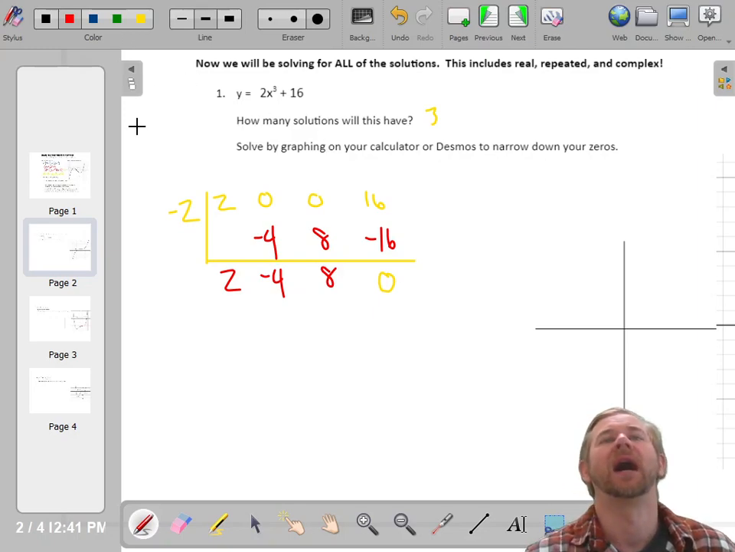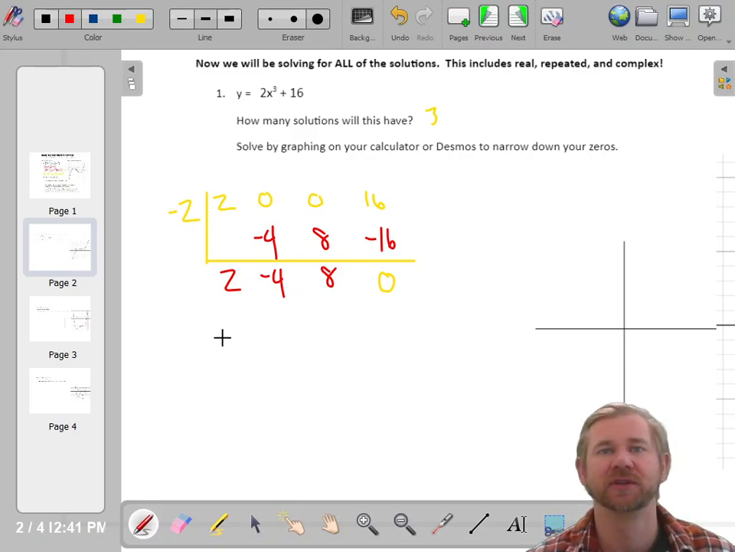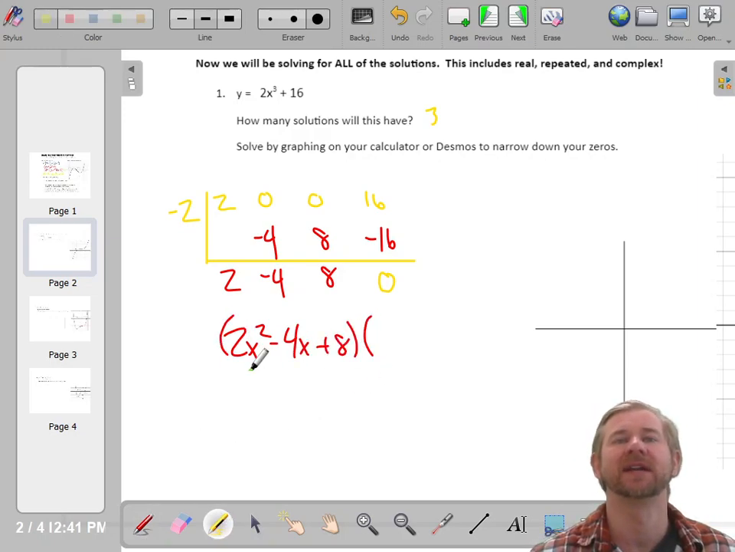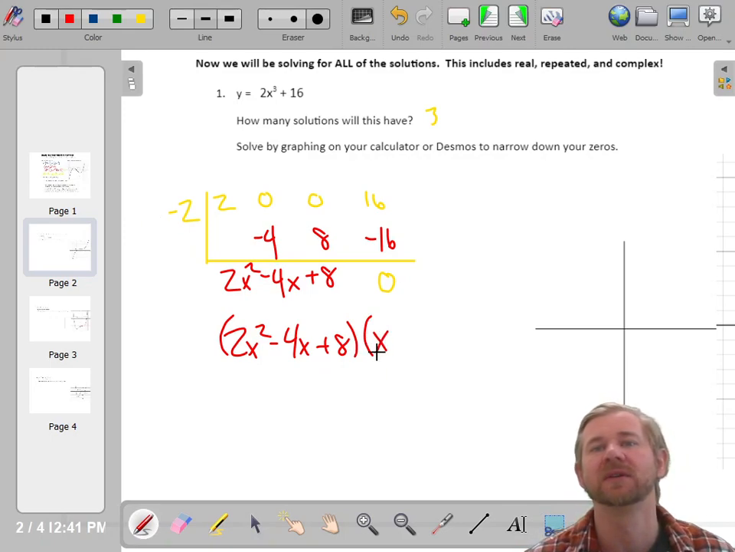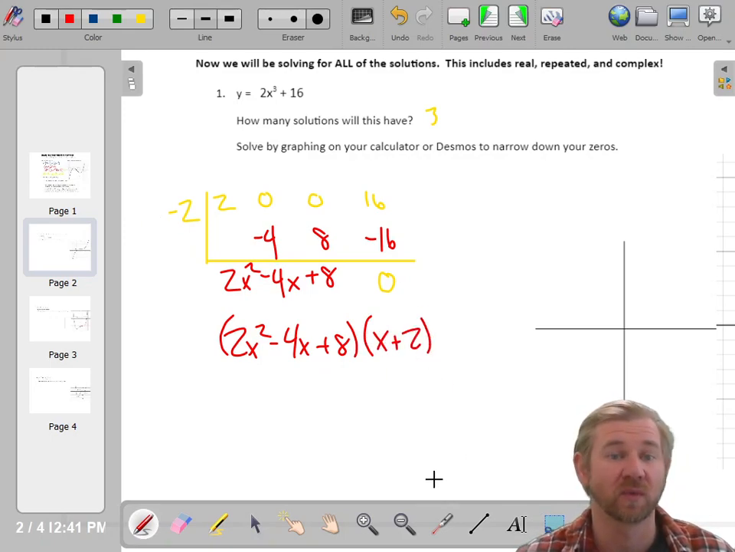So I factored out an x plus 2, and now I'm left with 2x squared minus 4x plus 8. Now, the reason I know this is a degree 2 is because I started with degree 3 and I lowered it down. So that means this is x squared. That's what we've been talking about. That's the quotient. But what we also want to remember is if -2 is a zero, x plus 2 is a factor. So I'm trying to keep track of my factors.